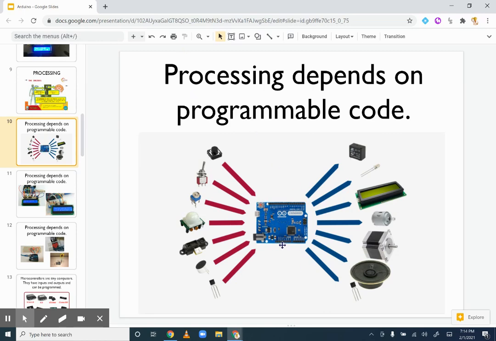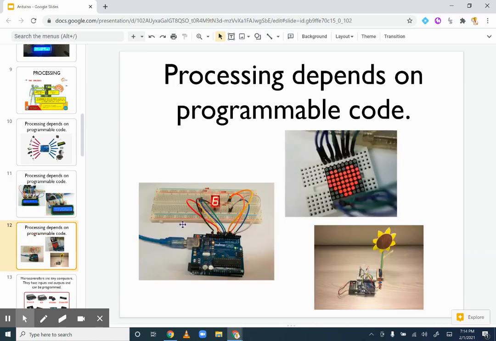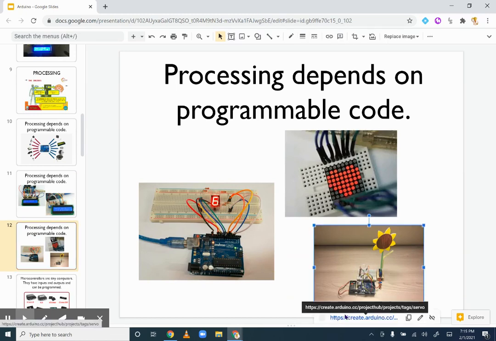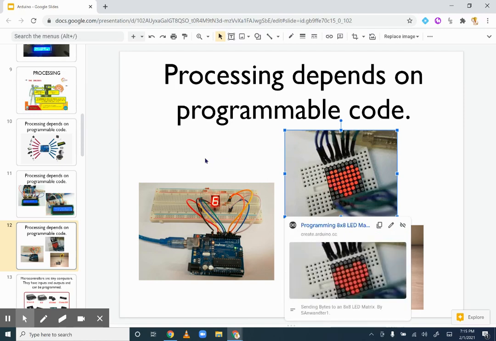So the processing will depend on code. We can code this Arduino to do all kinds of different things with a push button and an LCD display, or with a temperature sensor and a speaker by changing the programming on the microcontroller. Here's an example of two very similar circuits that are doing different things based on different programming. And with our kits, we can do all kinds of fun things. This is a servo motor. It's also a link to a bunch of projects that involve the servo motor. And this is a link to a project that shows you how to make a circuit and code to drive this 8x8 LED matrix.